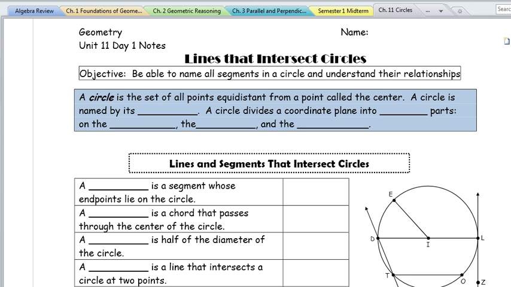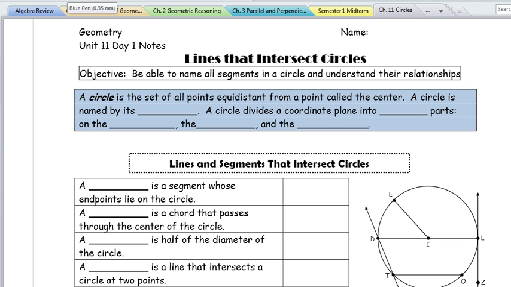Don't take this little lesson for granted. Make sure you understand what everything's called, because I'm going to use it going forward, and you're going to need to know what everything's called so we can refer back to it. So, most of you guys have seen a circle, but there are a couple of vocab things that we need to go over. First of all, a circle is a set of all points equidistant from a point called the center.